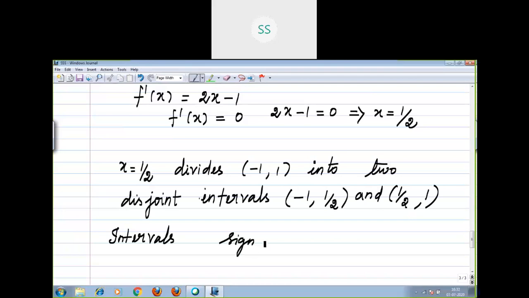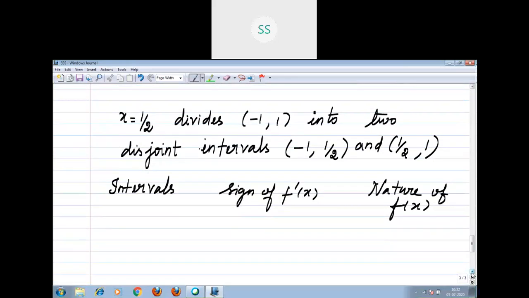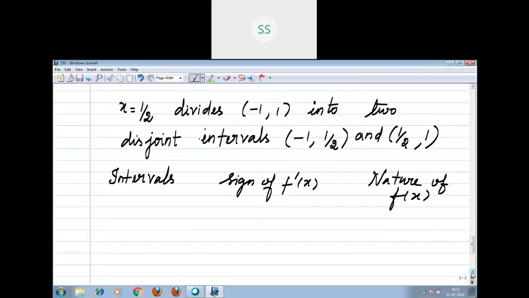Now you see the intervals, the sign of f dash of x, the nature of f of x, right? See here, what is the interval we found? Minus 1 comma 1 by 2. What is your derivative, you see? F dash of x equal to 2x minus 1, right?